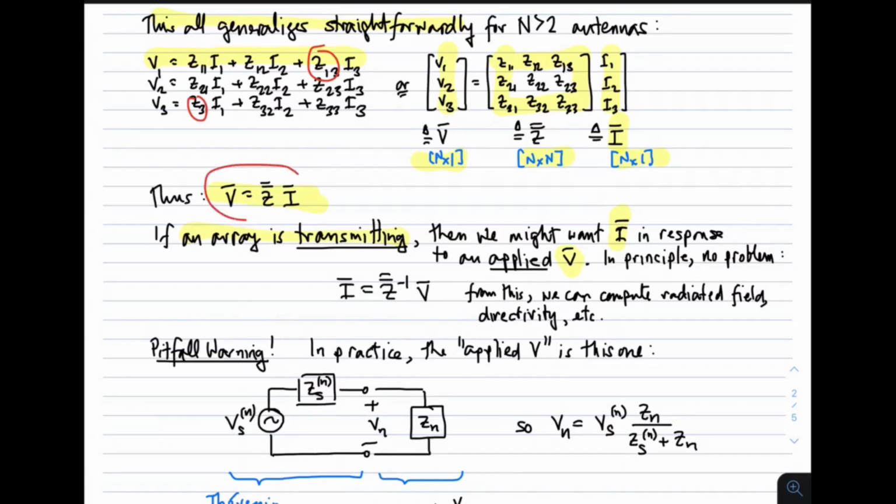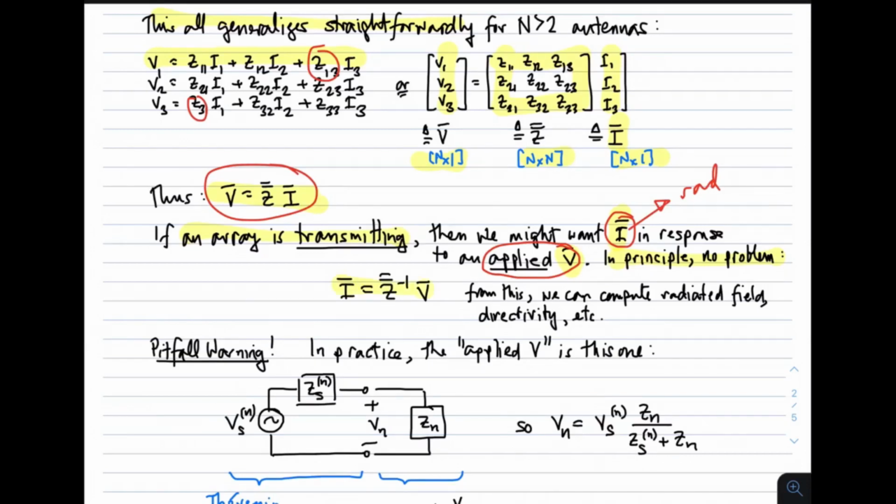See, this equation tells us how to get the voltages if we know what the currents are. But for transmitting, it might be that we've applied a voltage and we want to know what the currents are, and from the currents then we could figure out how the radiation works. And from the radiation we could get directivity, total radiated power, and so on. So that's of interest. In principle, this is no problem, right?